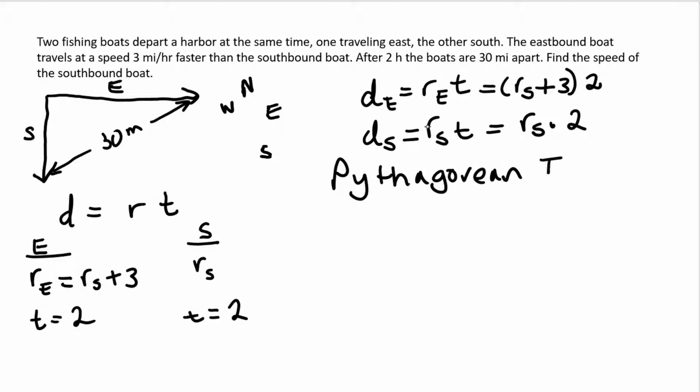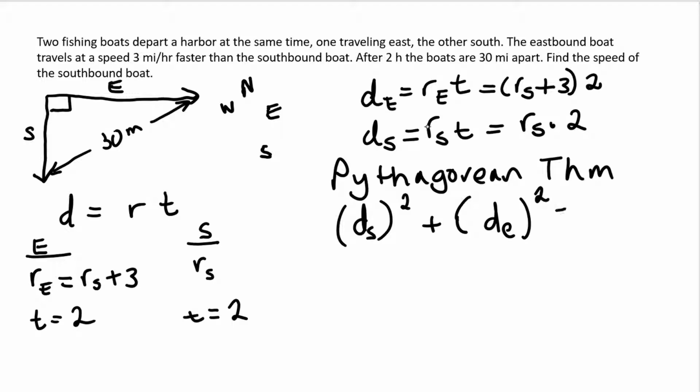Now we'll use the Pythagorean theorem. That's hard to spell, okay? And that's the one that says if you have a right angle, then the sum of the two sides squared is the distance of the hypotenuse squared. So in this drawing, we'll have the distance of the southbound squared added to the distance of the eastbound squared is the hypotenuse of 30 miles squared.